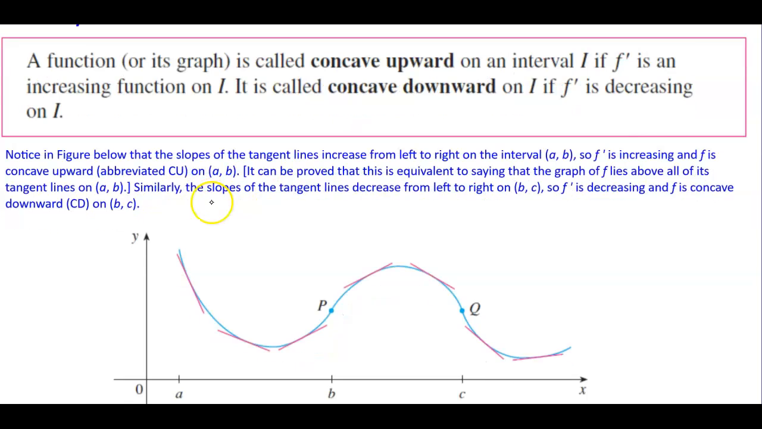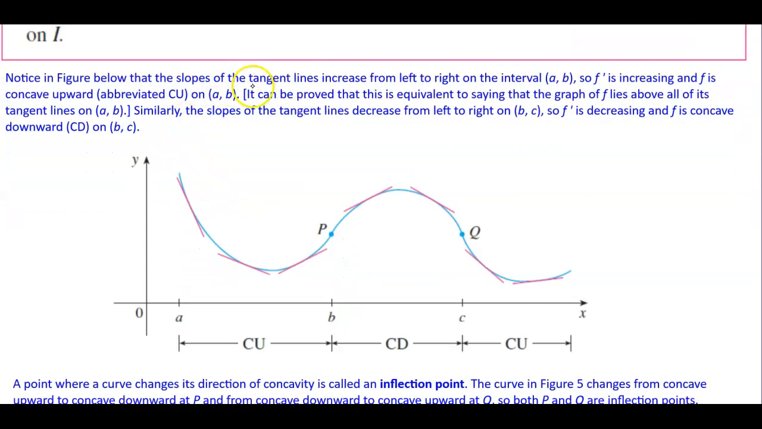Okay, so notice in the figure below that the slopes of the tangent lines increase from left to right on the interval between A and B. So decreasing, decreasing, and then increasing. So f prime is increasing, and the function f is concave upward, abbreviated CU, on the interval AB. Now, it can be proved that this is equivalent to saying that the graph of f lies above all of its tangent lines on AB.